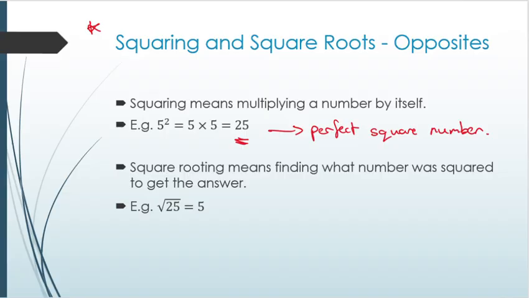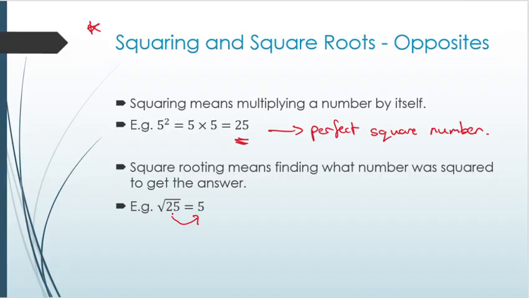Square rooting is like the opposite, like you're working backwards in this case, okay? So you're pretty much finding the original number that multiplies by itself to get the number inside the square root, okay? So the square root of 25, we're trying to go back to what number was multiplied by itself. In this case, we know it's just 5, okay?